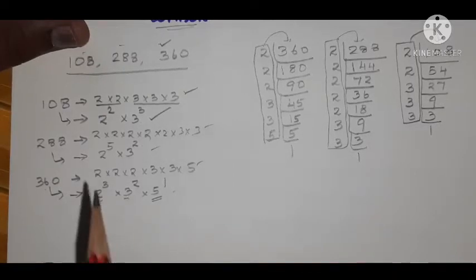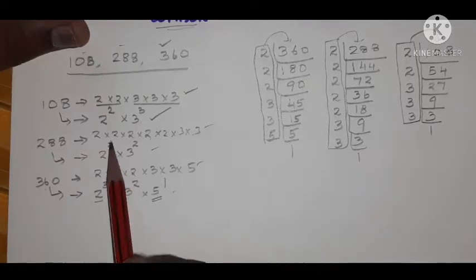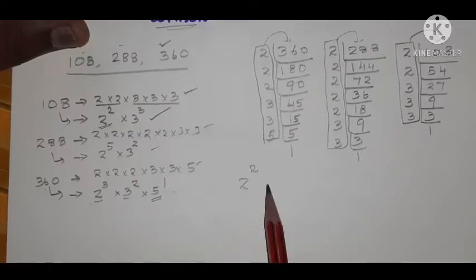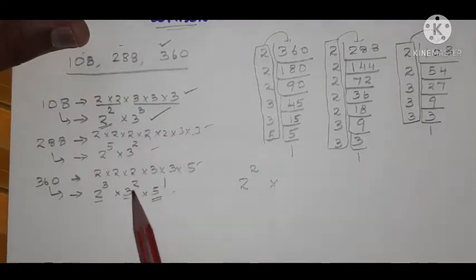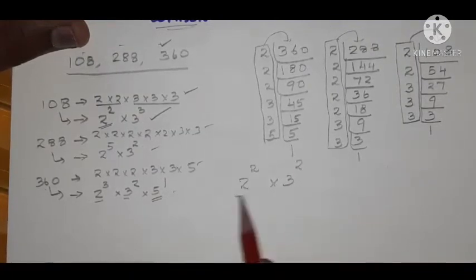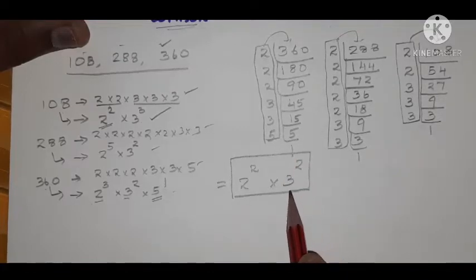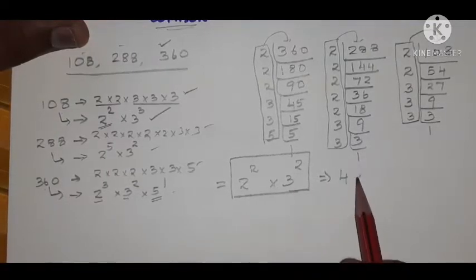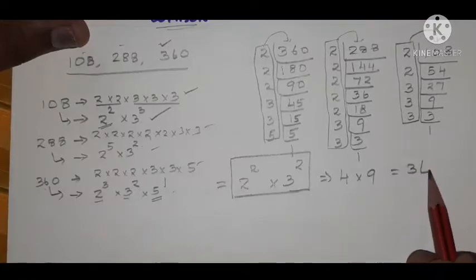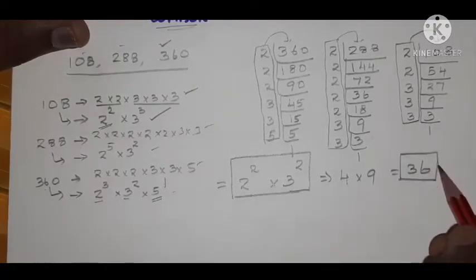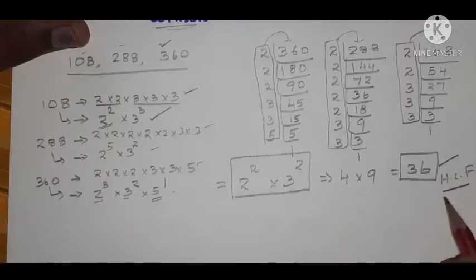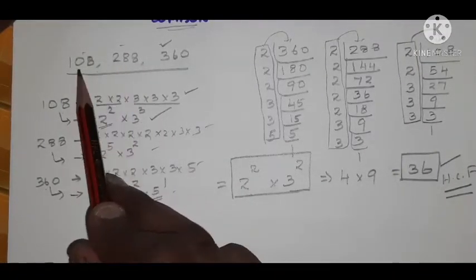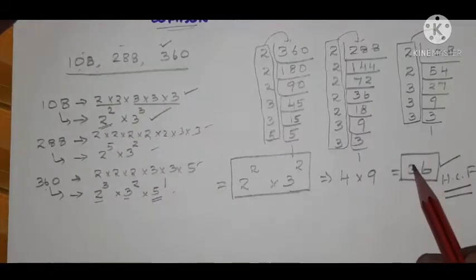In this 2 and 3, identify the least powers. Least power of 2 is 2 power 2. Then for 3, look out which one is the least power: 3 power 2, of course. Now we need to get the value of the multiple of the least powers of the common prime factors. So 2 power 2 is 4 into 3 power 2 is 9, where 9 4s are 36. So 36 is the highest common factor of the numbers 108, 288 and 360.